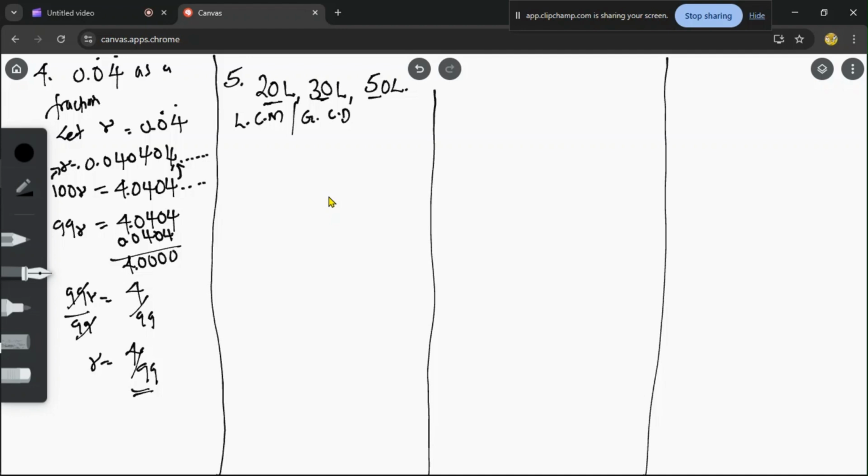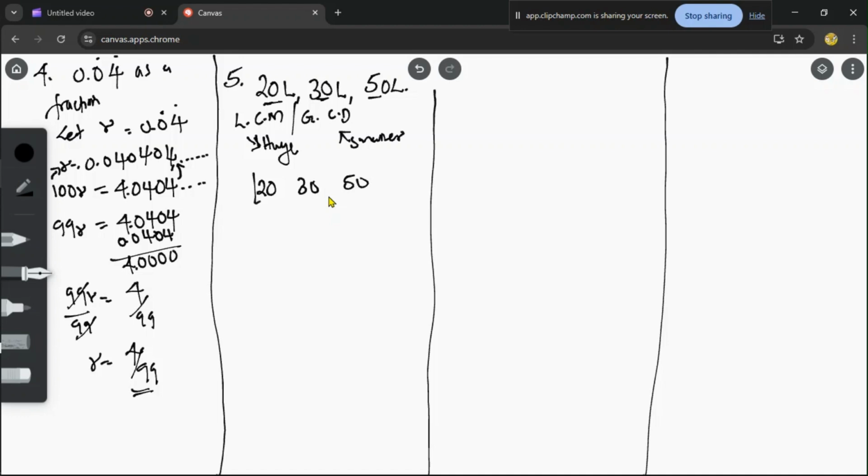But I'm looking for one that can fill these containers. LCM will give me a huge number, but GCD will give me a small number, which I will go with because I want a small capacity that can fill these. I need a small container that fills this one. I cannot pick a big container that fills this. If this one is to be filled, it means it's being filled by a smaller container. So I'll get the GCD of this. Come and take the GCD of 20, 30, and 50.